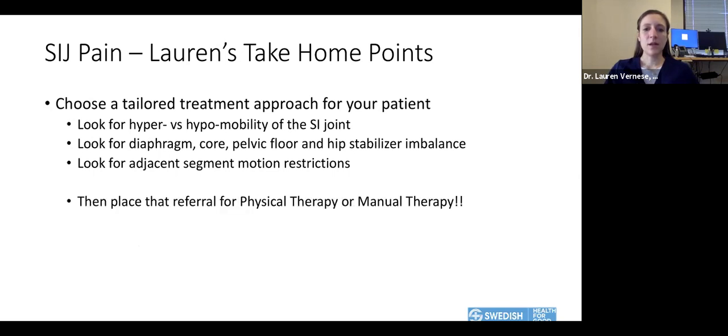And basically, then place your referral if you're a physician for physical therapy or manual therapy, because these are the ones that are shown to be the most effective in helping these patients.